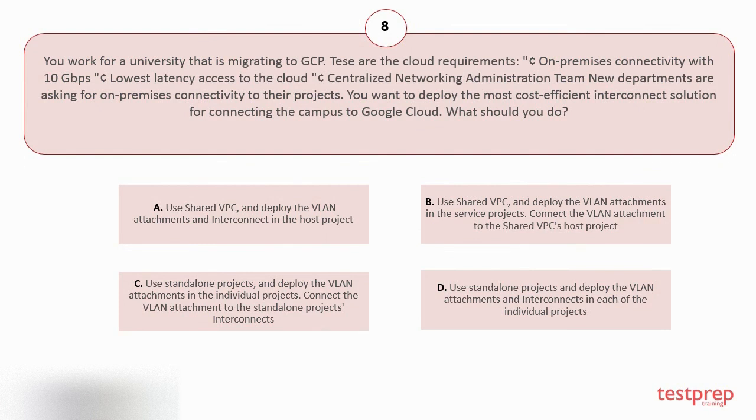B. Use shared VPC, and deploy the VLAN attachments in the service projects. Connect the VLAN attachment to the shared VPC's host project. C. Use standalone projects, and deploy the VLAN attachments in the individual projects. Connect the VLAN attachment to the standalone project's interconnects. D. Use standalone projects and deploy the VLAN attachments and interconnects in each of the individual projects. The correct answer is option A.